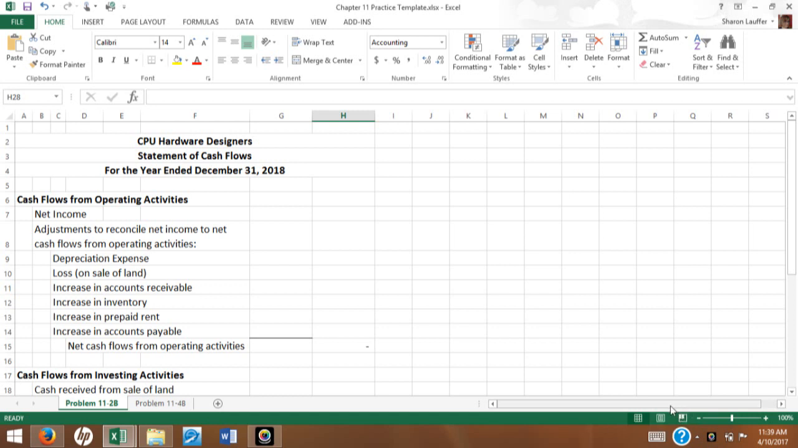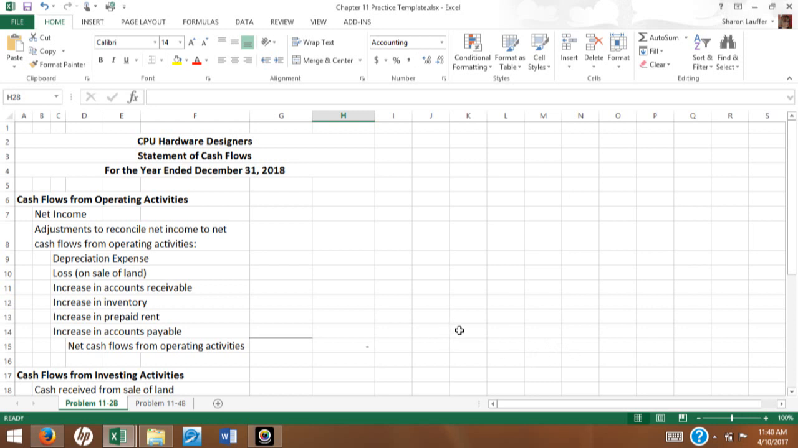Hi class. Today we're going to look at problem 11-2b, which is very similar to problem 11-2a that is assigned on your homework. So this chapter covers the statement of cash flows, and to me that is the hardest financial statement to complete. We're going to do those at a fairly basic level in this particular class, so the templates do help us a little bit because they are giving us the basic format of the things to look for.